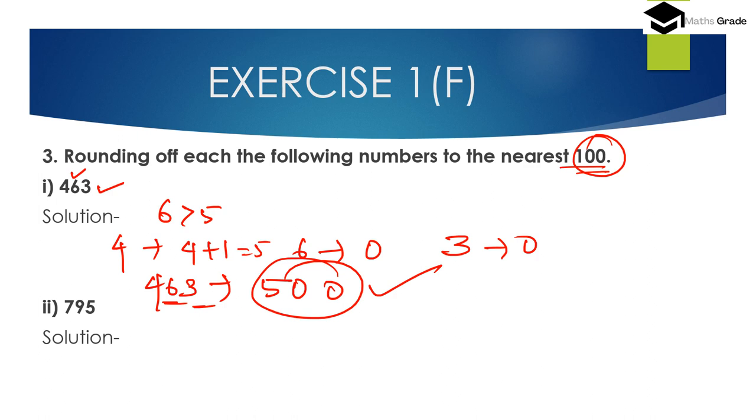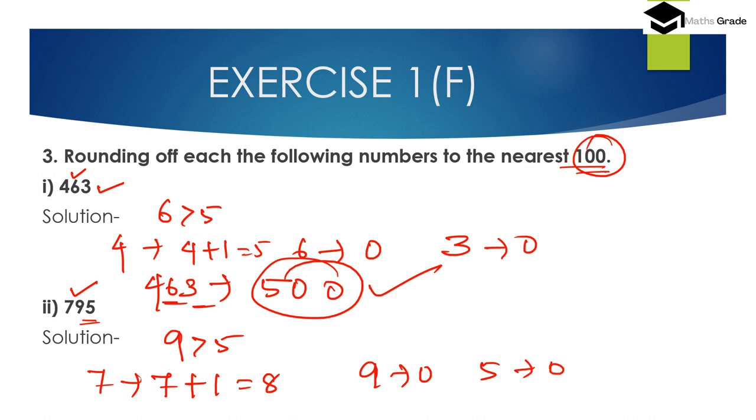Now second one, 795. We have to round up this number 795 to the nearest 100. First look at the tens place digit. Here tens place digit is 9. And 9 is more than 5. So we have to add 1 to the hundreds place digit. Here hundreds place digit is 7. 7 changes to 7 plus 1, that is 8. And this tens place digit 9 changes to 0. And unit place digit 5 changes to 0.